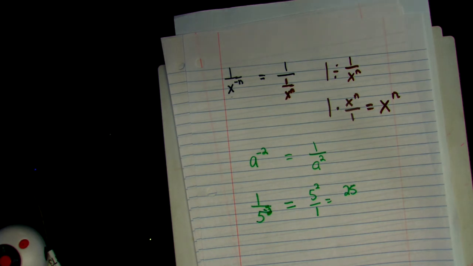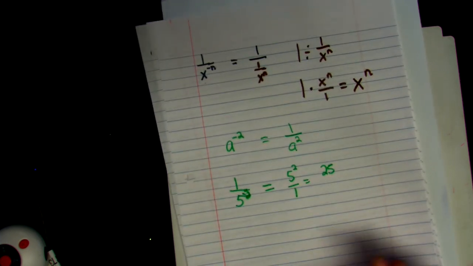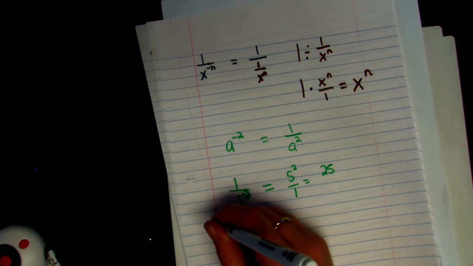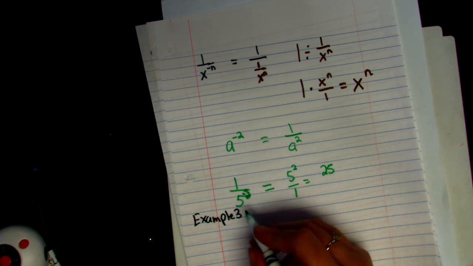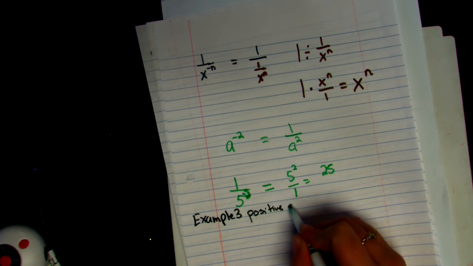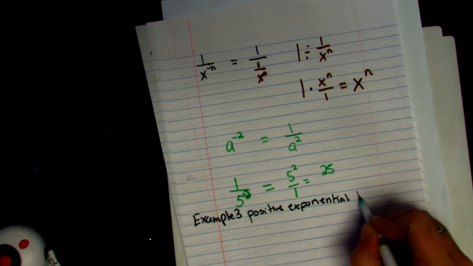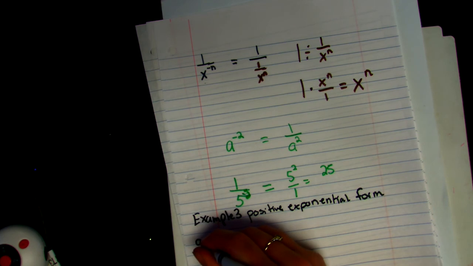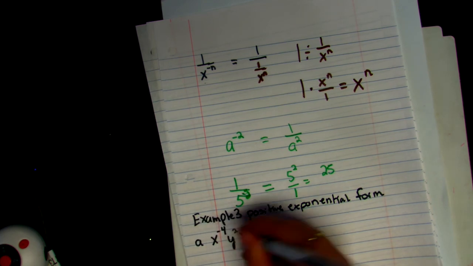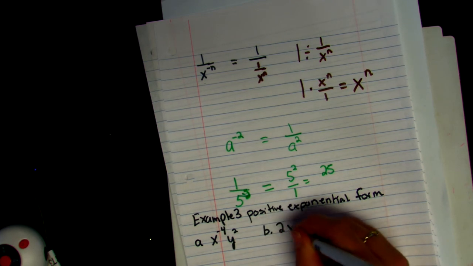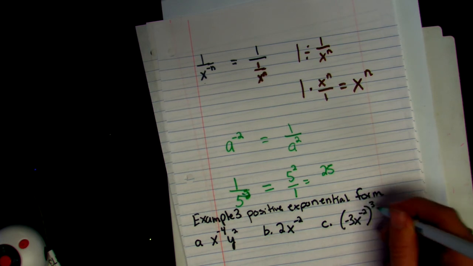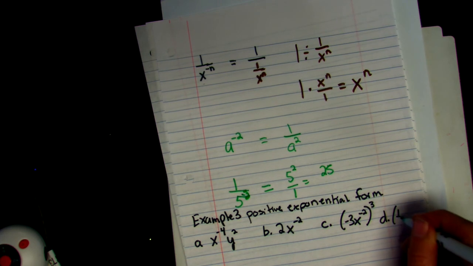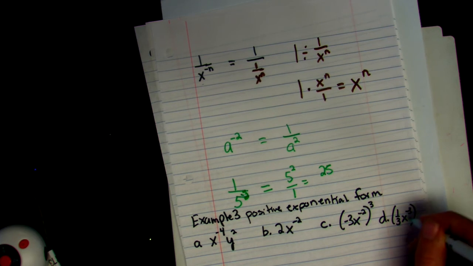Okay, so what I would like us to do now is example 3 in the textbook. And what we're doing is we're writing an equivalent expression in positive exponential form. So we're doing example 3, and there's 3 parts, and we're doing positive exponential form. So that means that all of our exponents need to be positive. So here's part A. We want to do x to the negative 4th, y to the second. Part B is 2x to the negative 2. Part C is negative 3x to the negative 2, to the cubed. And then part D is 1/3 x to the negative 3, to the negative 2.